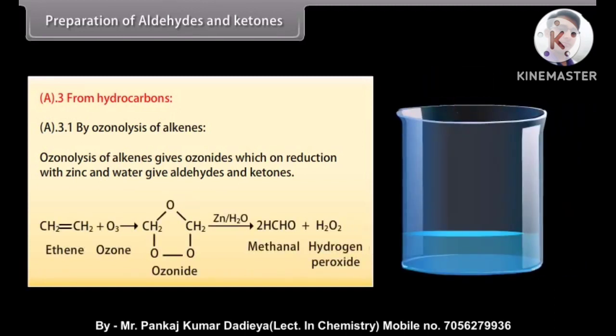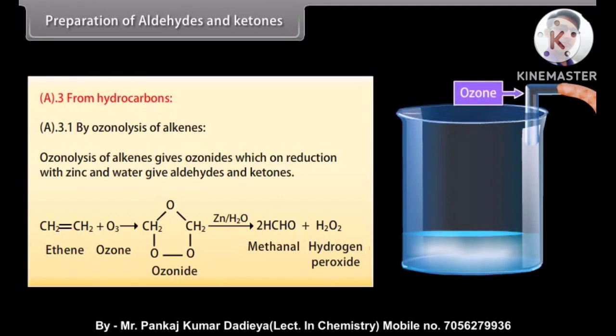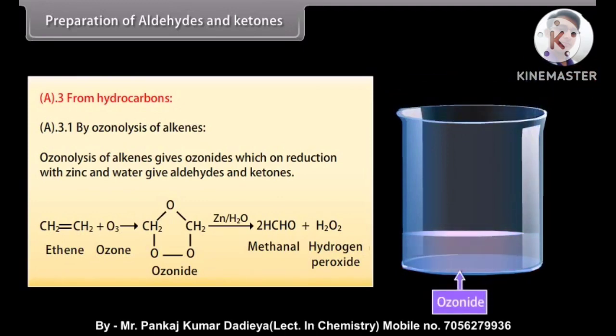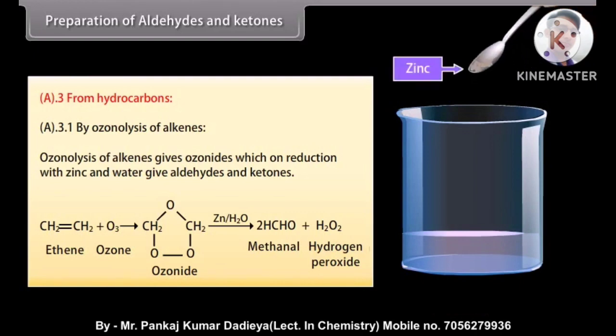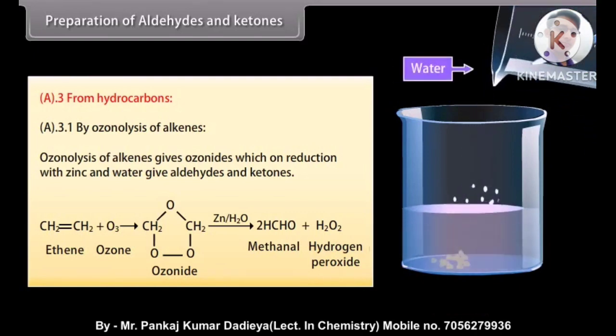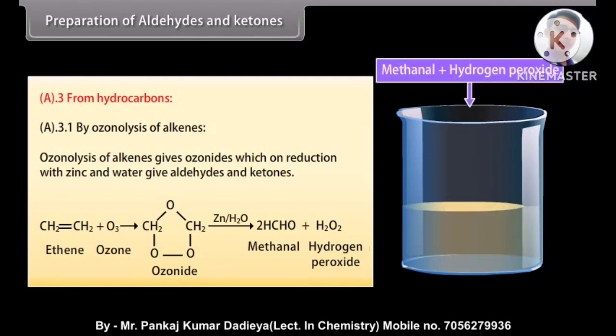Ozone gas reacts with ethene and forms an intermediate, that is ozonide, which is treated with zinc and water and forms methanal and hydrogen peroxide.